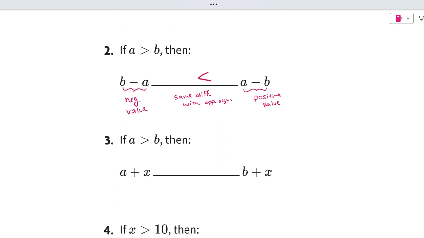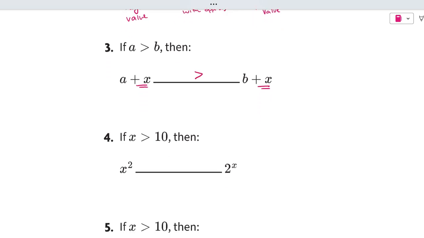Okay, here again we have A is greater than B still. We see that we've added a constant value onto them. So A plus X is going to remain bigger than B plus X. Okay, here it tells us X is greater than 10. Now that's actually really important information because these grow at different rates, right? They actually intersect at two places.